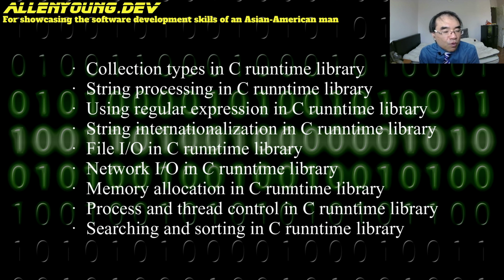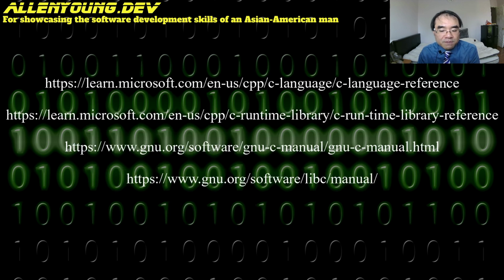I review and keep in mind the following C runtime library, CRT, usage categories when I write a software program in C. Collection types in C runtime library, string processing in C runtime library, using regular expressions in C runtime library, string internationalization in C runtime library, file I/O in C runtime library, network I/O in C runtime library, memory allocation in C runtime library, process and thread control in C runtime library, searching and sorting in C runtime library.